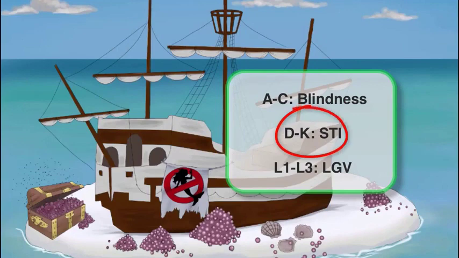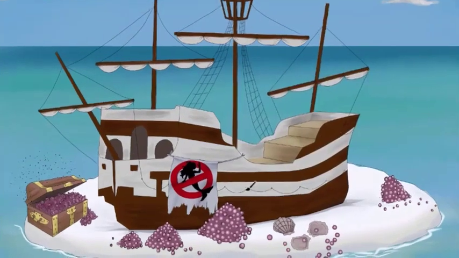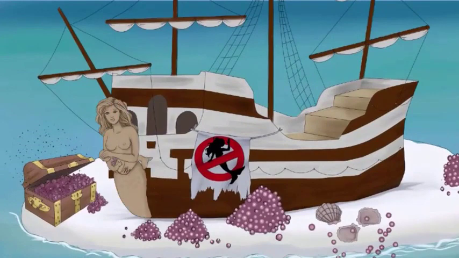Let's start with the D through K, which is an STI, and it's the most commonly reported bacterial STI in the US. Representing this STI is going to be a mermaid at the head of the ship. She is a sexy female mermaid with a not-so-sexy STI. Never mind the mechanics of how a half-woman, half-fish may have gotten an STI. But the symptoms of the STI can vary or even remain asymptomatic, but you'll often hear of a watery discharge.